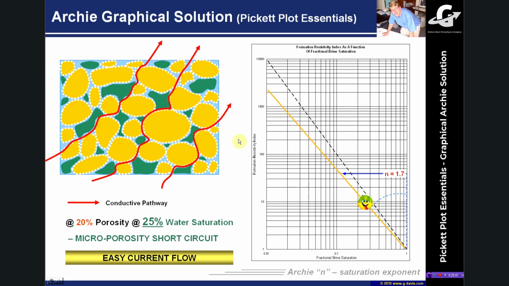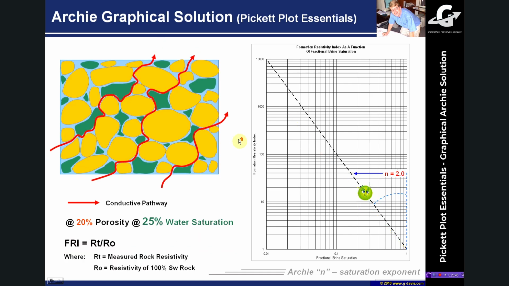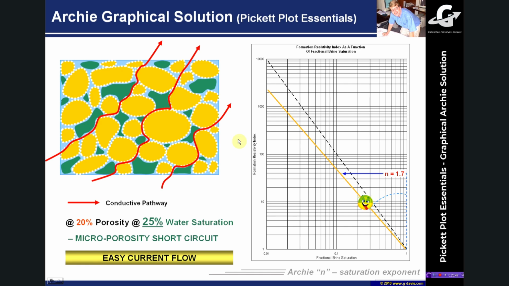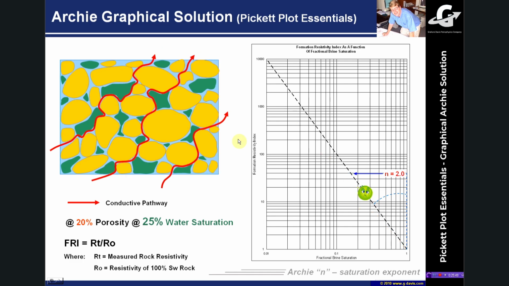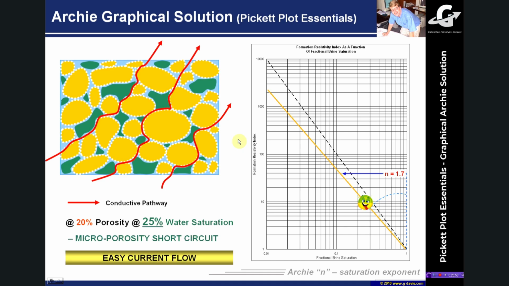If I toggle between those two, you can imagine that diagrammatically I've put some microporosity in, or some where there are some clays, conductive clays, that allow the conductivity an easier pathway, and the resistivity drops a little bit for the same saturation, and therefore it becomes a little bit easier to flow.